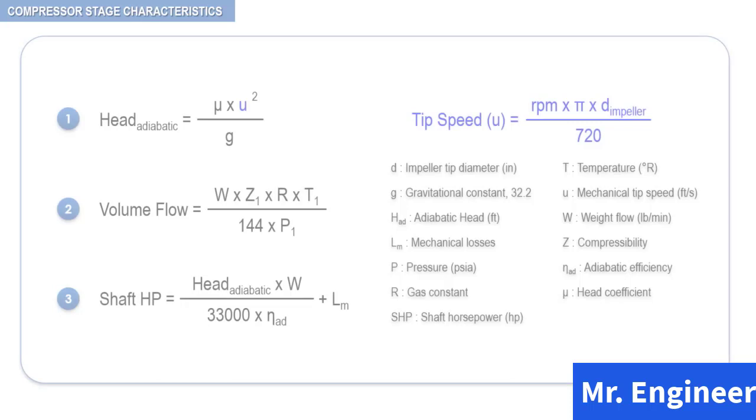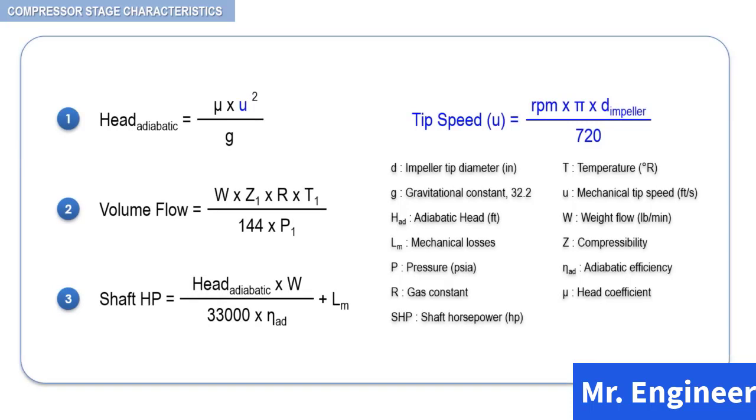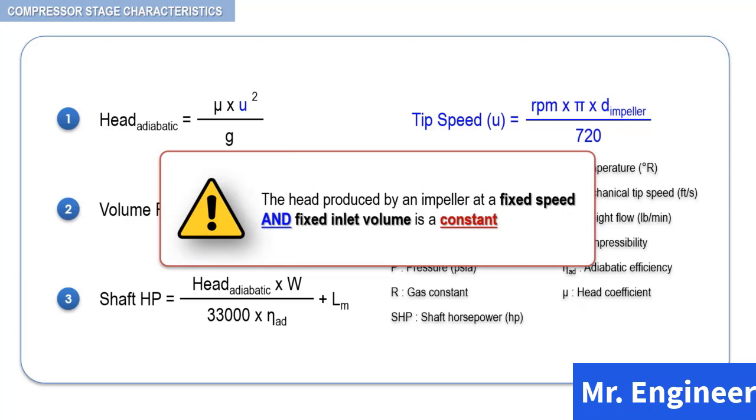To begin our journey, let's first consider the following equations to illustrate the procedure accounting for variations in inlet conditions. The first equation that you can see here shows that the head produced by a centrifugal compressor is a function only of its mechanical tip speed and head coefficient, that in turn is a function of the inlet volume flow. Therefore, the head produced by a centrifugal compressor at a fixed speed and inlet volume is a constant. This statement forms the basis upon which we can derive the procedures accounting for change in inlet conditions.